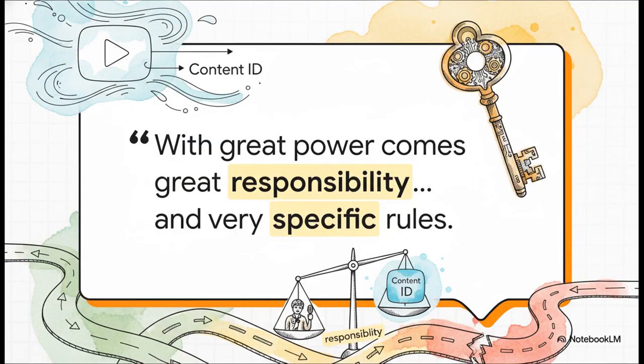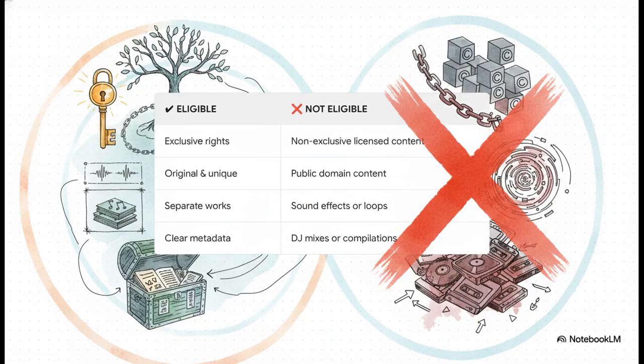You know, this really just sums the whole thing up, doesn't it? Content ID is this unbelievably powerful tool for creators, for sure. But all that power demands that you be responsible and that you really understand and follow these very specific rules of the road. So here it is, your final checklist. This is the cheat sheet to remember. Your content is probably eligible if you own the exclusive rights, it's original and unique, you upload each piece separately, and your metadata is perfect. On the other hand, if you're dealing with non-exclusive stuff, public domain material, generic loops, or compilations, then Content ID is just not the right tool for the job.